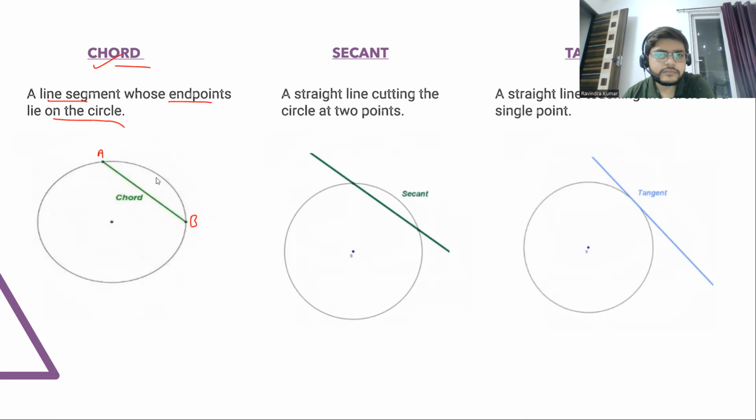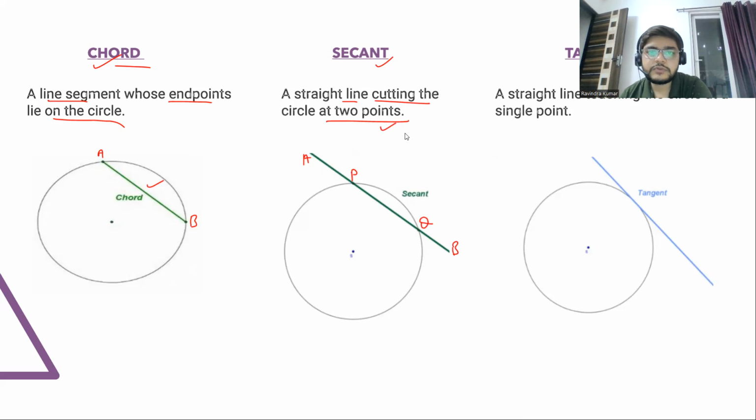Okay, so after the chord there is a secant. What is a secant? A straight line cutting the circle at two points. Cutting means it goes beyond the boundary of the circle. Let's say it comes to this point, it is P, it is Q. If the endpoint lies on the boundary, it is a chord. If it goes beyond the boundary, it is a secant. Simple difference, easy to understand.